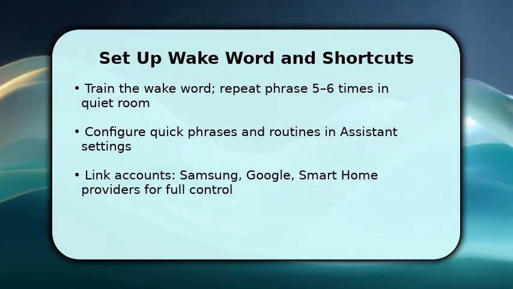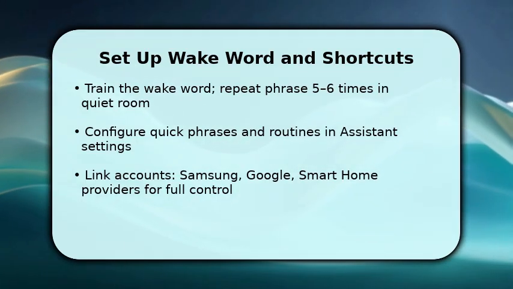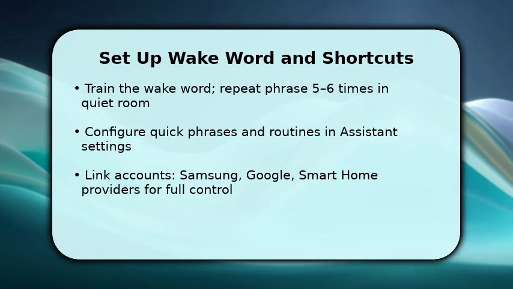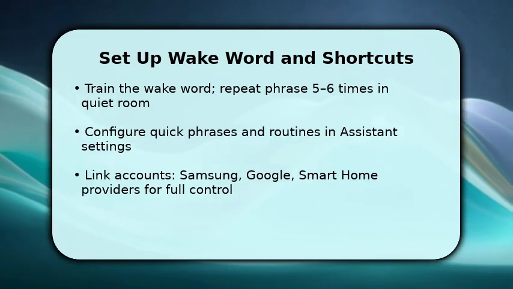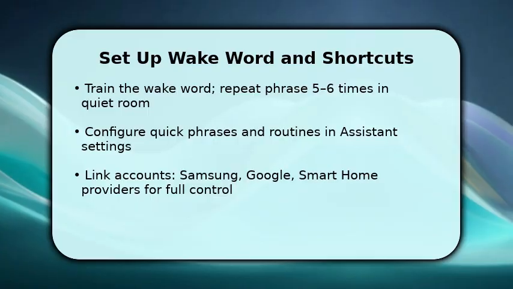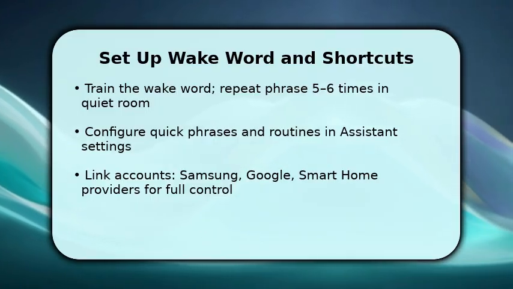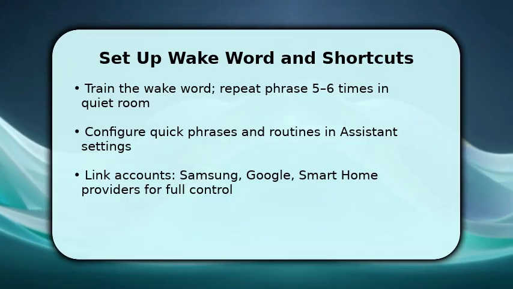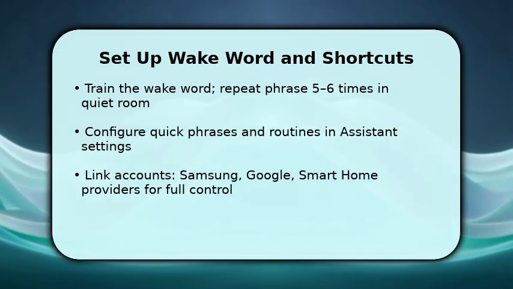Once trained, open assistant settings to add quick phrases and create routines that chain actions together, like lights off then music on. Make sure to link your Samsung or Google account and any smart home providers so the assistant can access devices. This setup reduces friction and lets you issue complex commands with a single phrase.